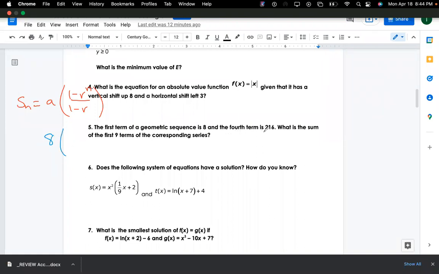And then it says the fourth term is 216. What is the sum of the first 9 terms of the corresponding series? So we want to find the fourth term first. We've got 1 minus R raised to the 4th, and then we've got 1 minus R down at the bottom. Now we're trying to figure out what R actually is. So first I'm going to divide by 8 on both sides. I'm going to take 216 and divide it by 8. So 216 divided by 8 is going to give us 27.